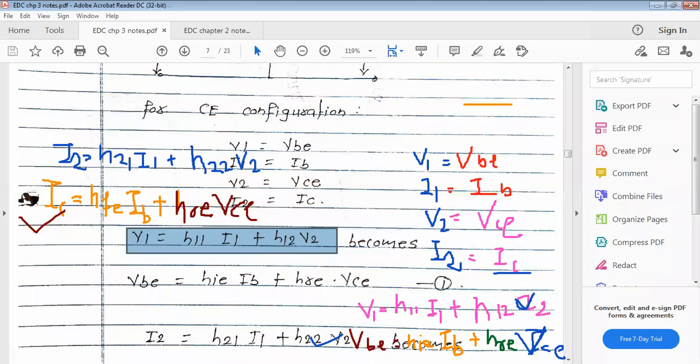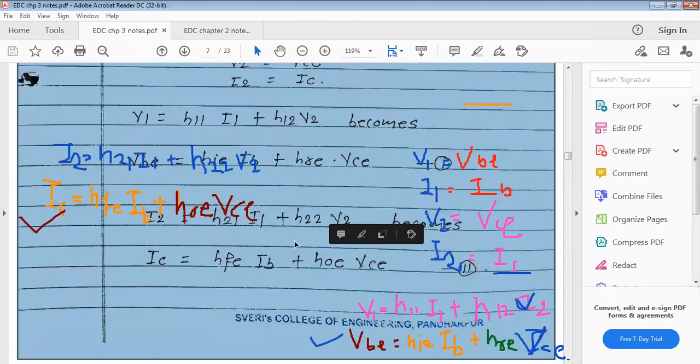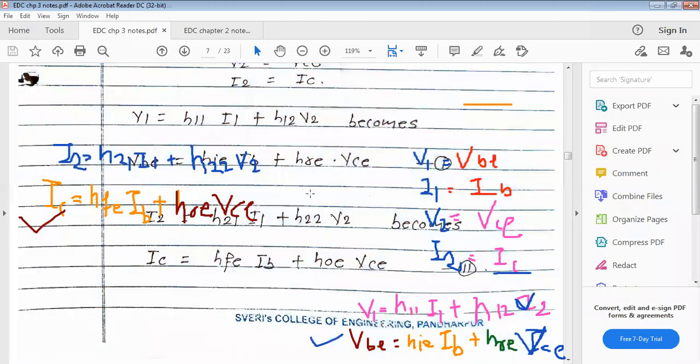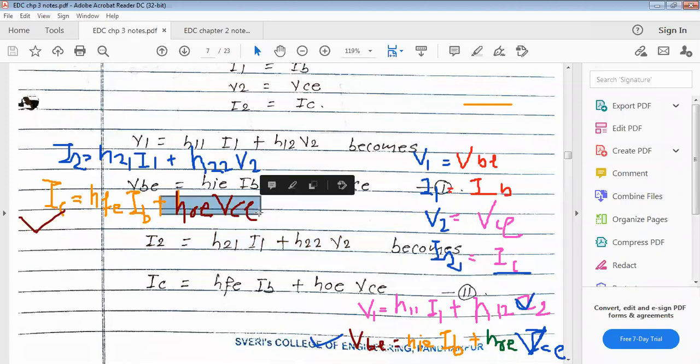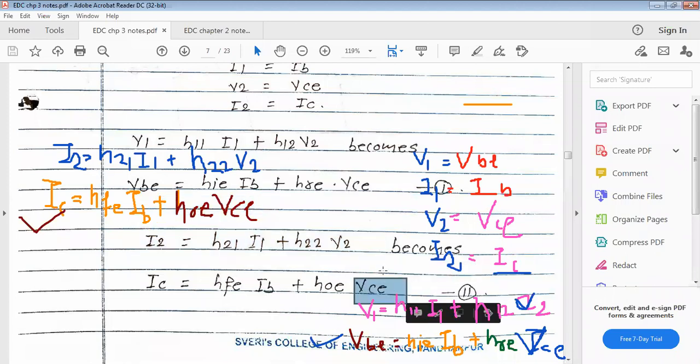Now what is I2? See here, I2 is H21 I1 plus H22 V2. But I2 is nothing but what in our case? IC. So IC is equal to H21, which is HFE, times I1, which is IB, plus H22, which is HOE. See here, HOE we have already written, into VCE. So this is the input and output equation for common emitter.